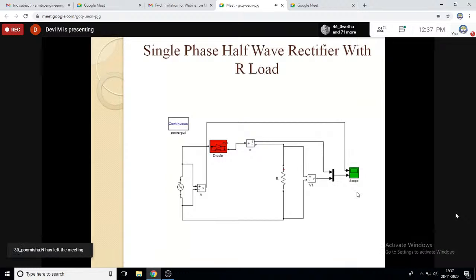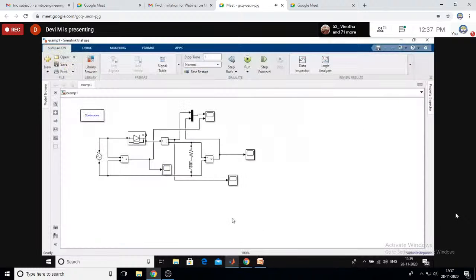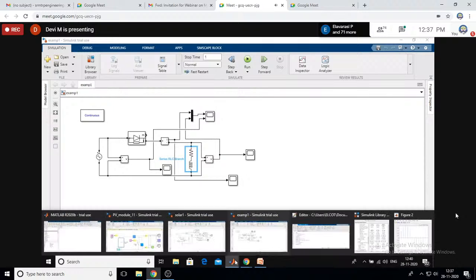Now I'll be moving to my MATLAB. At least a simple example I have to show you. Here, I have already drawn it. Can you see this is my source block? I have used an AC source, this is my diode, and this is my load. I have used an RL load. I'm just going to change this to an R load. It takes time. Oh my goodness, the synchronization problem is a problem for me. I'll be closing the things which you are not interested in, which I have already used.